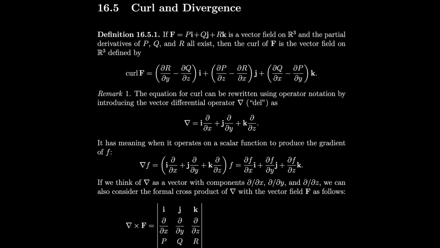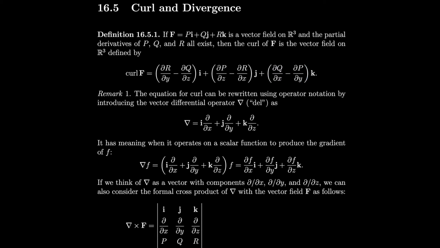Section 16.5, Curl and Divergence. If F equals Pi plus Qj plus Rk is a vector field on R3, and the partial derivatives of P, Q, and R all exist, then the curl of F is the vector field in R3 defined by the partial of R with respect to y minus Q with respect to z for the i component, partial of P with respect to z minus partial R with respect to x for j, and partial Q with respect to x minus P with respect to y for k.